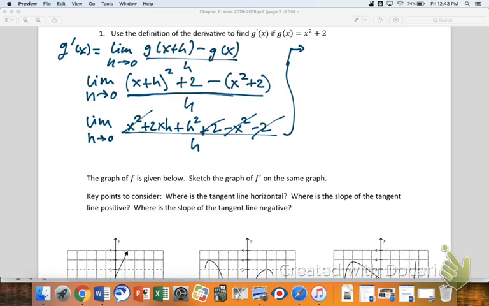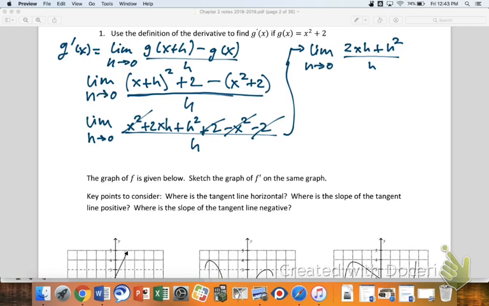And so then after I do that, I am left with the limit as h approaches 0 of 2xh plus h squared all over h. And once again, we mentally think about what would happen if I tried to evaluate this limit. We're not done yet, right? So what's the final step that we would need to take here to get this to work?